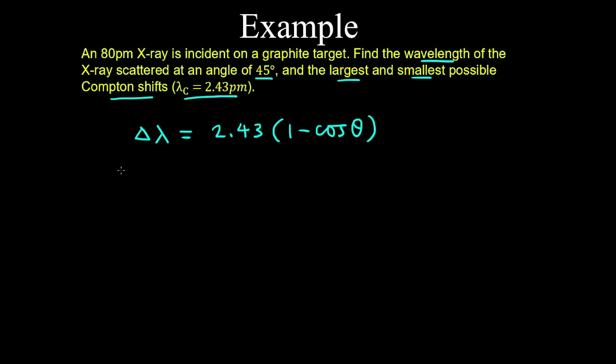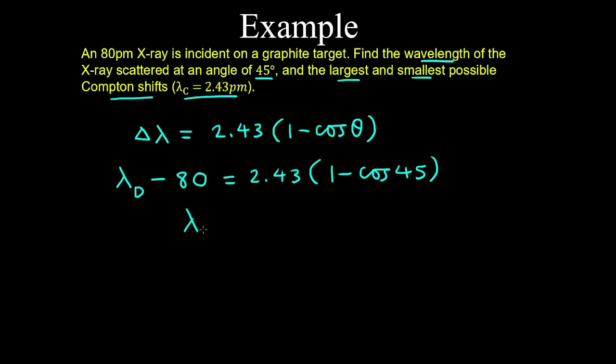So on the left hand side, we have the scattered or deflected wavelength minus the incident wavelength. So that's equal to 2.43 picometers by 1 minus cosine 45 degrees. So solving this equation, we get the scattered wavelength as 80.7 picometers.